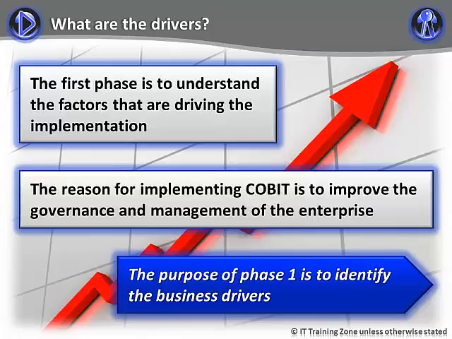The first phase is to understand the factors that are driving the implementation. A big mistake that is often made is to adopt a framework or a standard for its own sake, in order to be able to say, "Look, we are COBIT compliant," for example. COBIT is a means to an end, not an end in itself. The reason for implementing COBIT is to improve the governance and management of the enterprise.